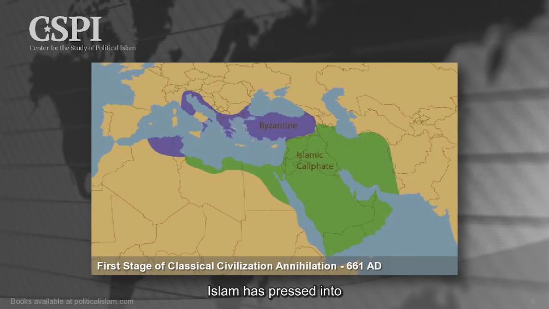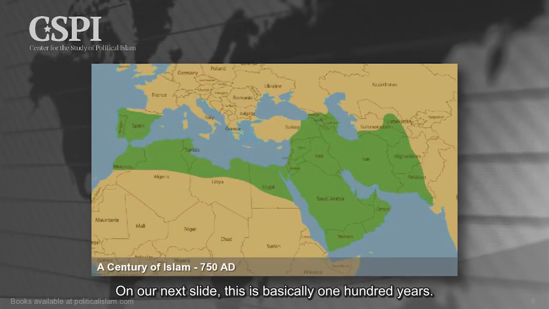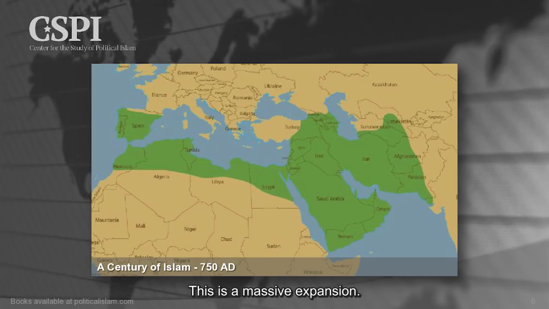Islam is pressed into what's called Persia in those days. And there's almost none of the classical left in North Africa. On our next slide, this is basically 100 years. This is a massive expansion. How did this happen so fast? This is like a collapse. Why did this happen?